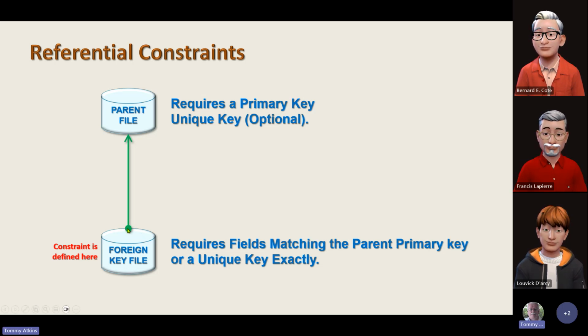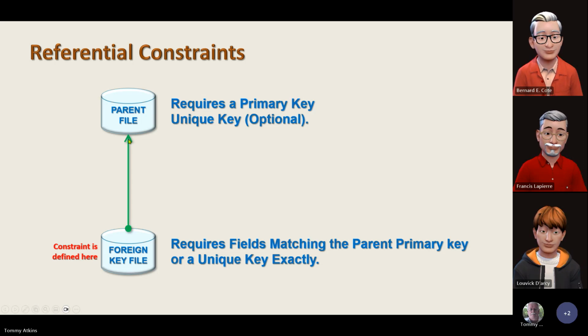The way that I annotate this, the round thing is a many, and the arrowhead is a one. So this is a many to one relationship, which means there can be many records on this file with the same matching key on the parent.